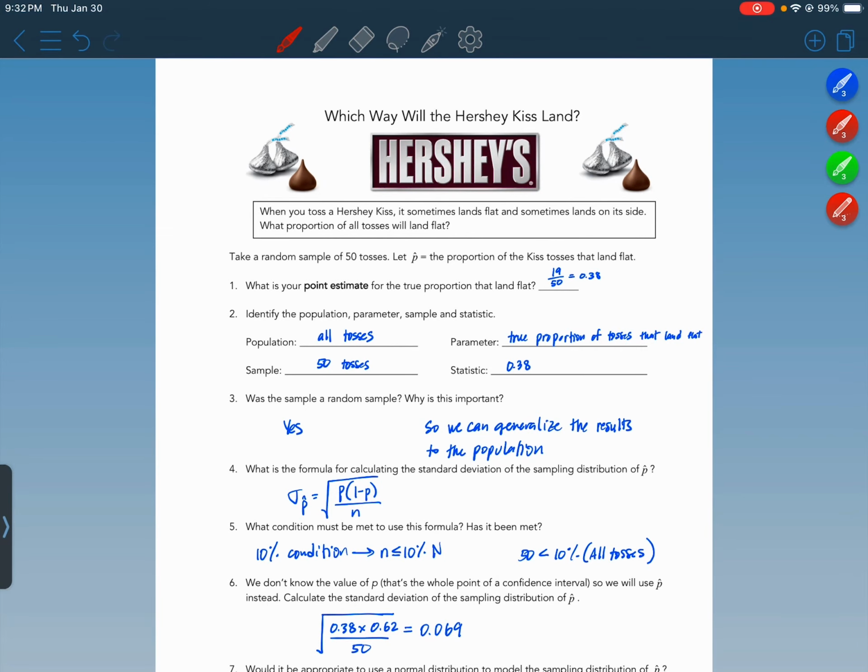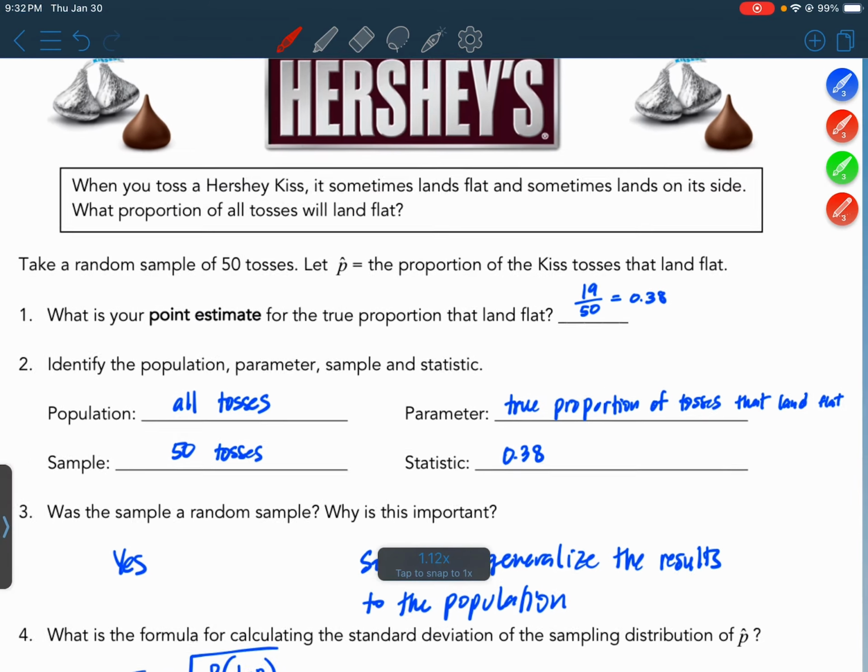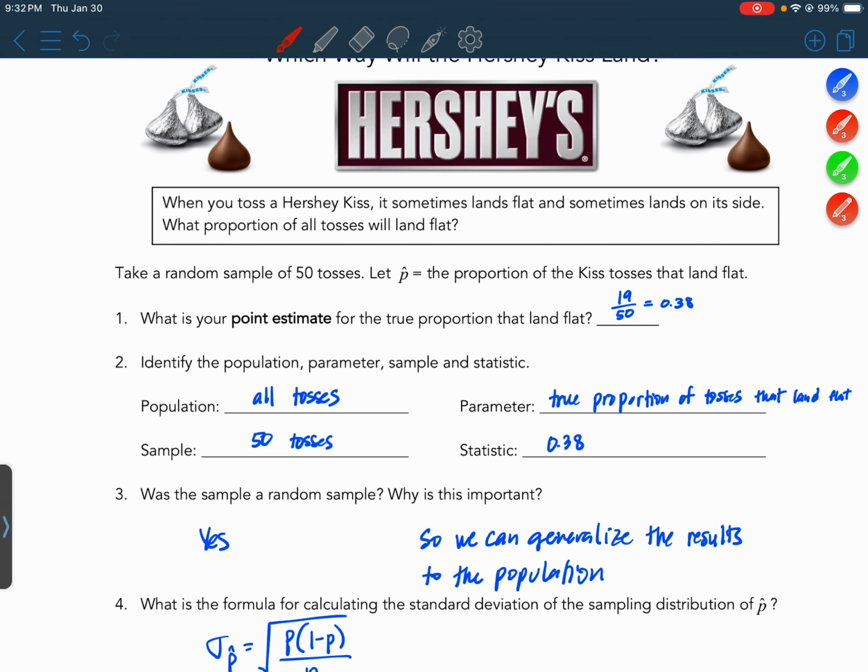All right, so let's go ahead and debrief the first page. Keep in mind that the values that you're seeing here are likely going to be different than what you and your group produced, because the results of your 50 tosses are going to look different than the results of the 50 tosses that I did.